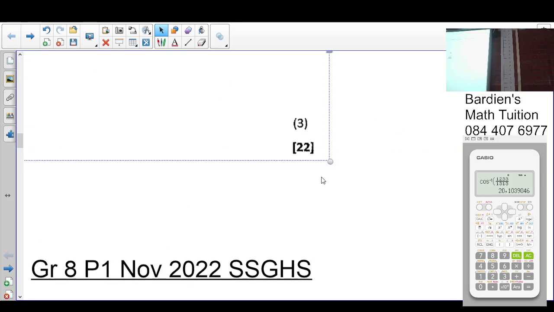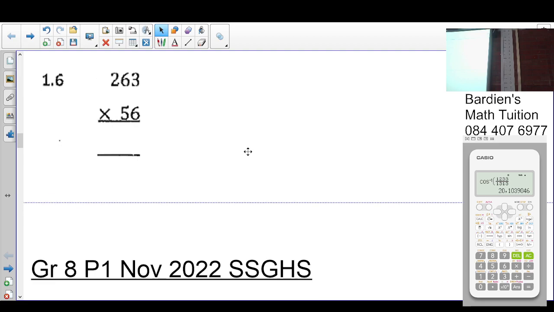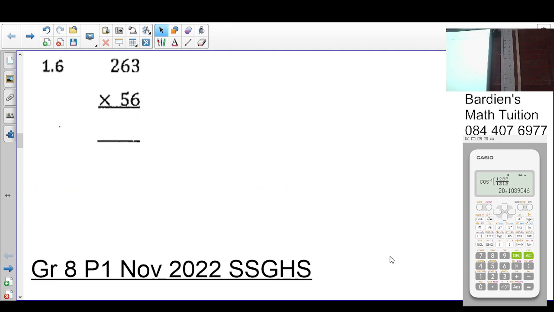So make that a bit bigger. 263 multiplied by 56. As you know, you're not using a calculator in your exam. So 6 times 3 is 18, carry 1. 6 times 6 is 36 plus 1 is 37. 6 times 2 is 12 plus 3 is 15. Place value of 0 there, so I'm multiplying by 10s.